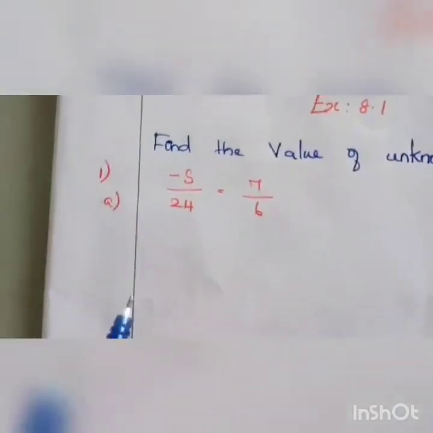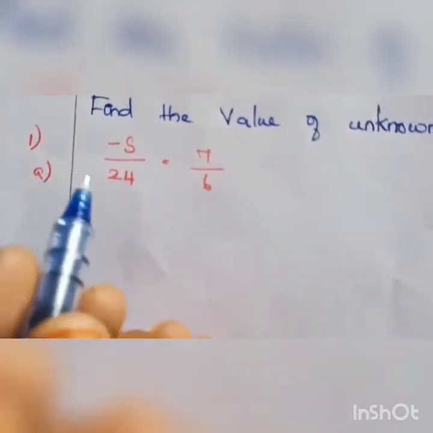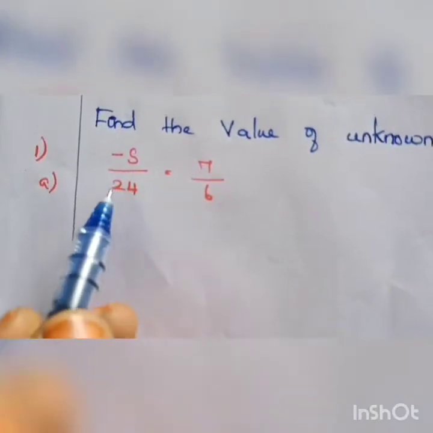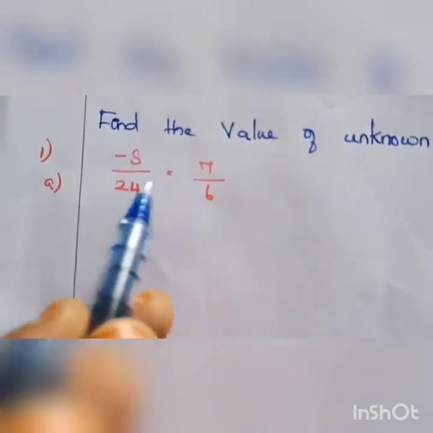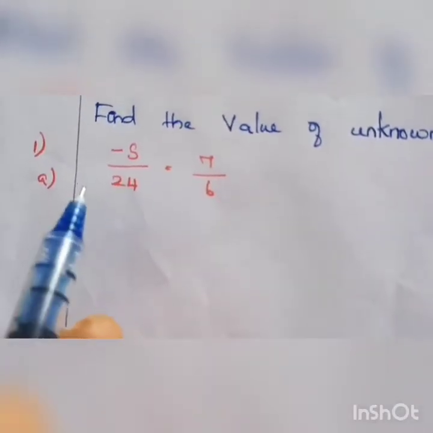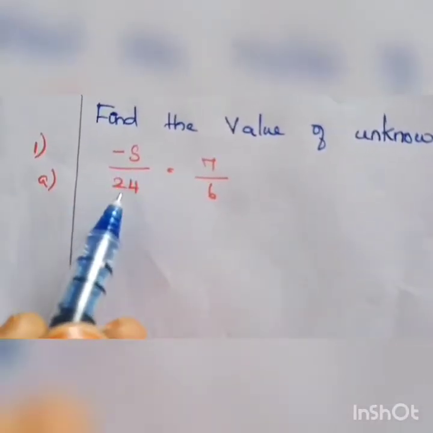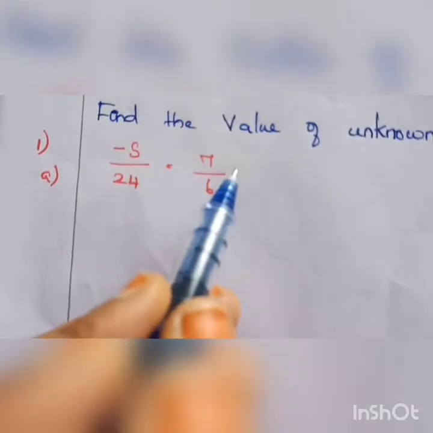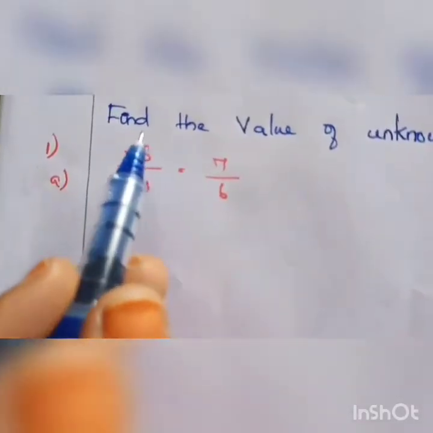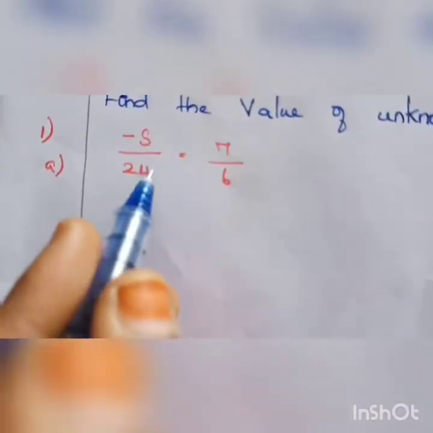To find s, see here, we have to find only s. This is the LHS side, this is the RHS side. In the LHS side, 24 is extra, so you want to move this 24 to the other side. If you move it to the other side, we will be able to find s, isn't it? So what operation is it in?